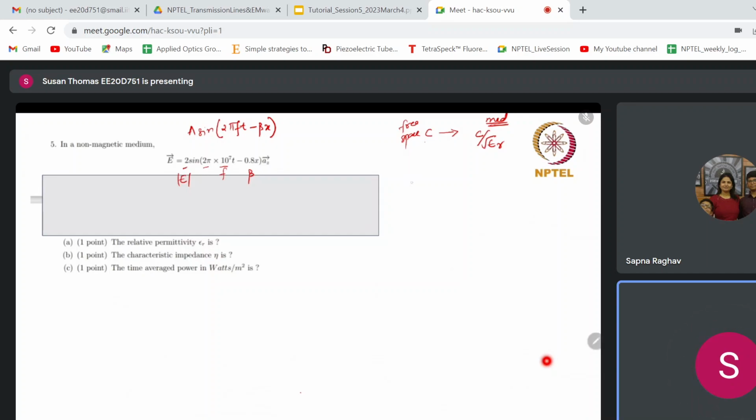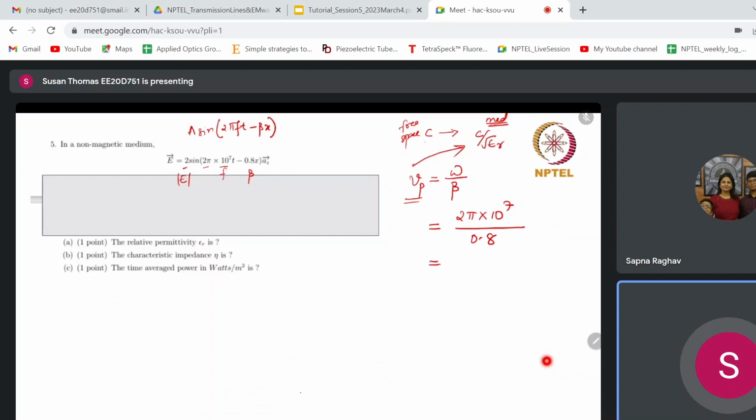Second thing, to find the phase velocity or velocity, there is another formula that is omega by beta. So we know what is omega and beta from the electric field equation of the wave. So then it is easy for you to calculate what is Vp. And the same Vp can be equated to C by root of epsilon r, from which you can calculate epsilon r. Okay, so let's start doing that. Vp is equal to omega by beta. 2 pi into 10 power 7 divided by beta is zero point 0.8.